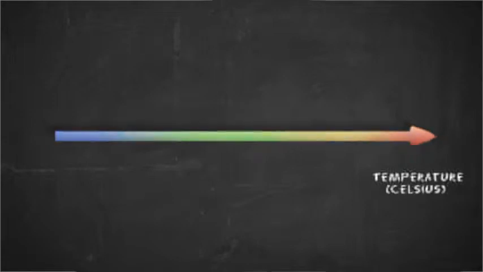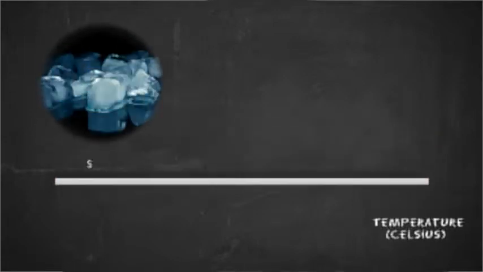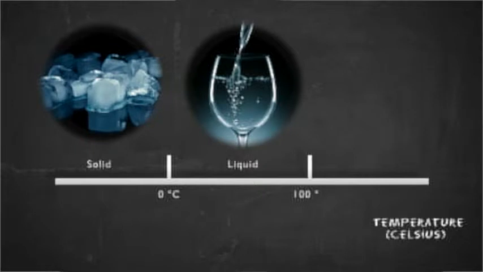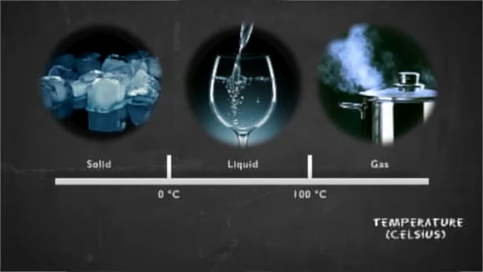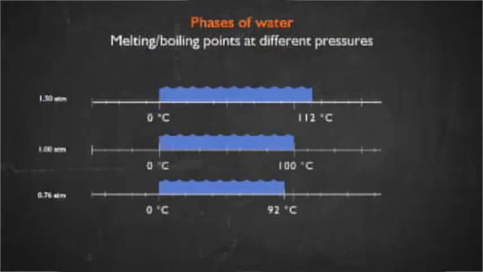With that as an intro, let me show you what the phase behavior of water looks like as a function of pressure. Here's the phase diagram that I showed you before. At 0 degrees Celsius, water transitions from a liquid to a solid, and at 100 degrees Celsius, water transitions from a liquid to a gas. If we increase the pressure to about 1.5 atmospheres, then the solid-liquid transition still occurs at around 0 degrees Celsius. It doesn't change very much, but the liquid-gas transition occurs at a higher temperature, at about 112 degrees Celsius.